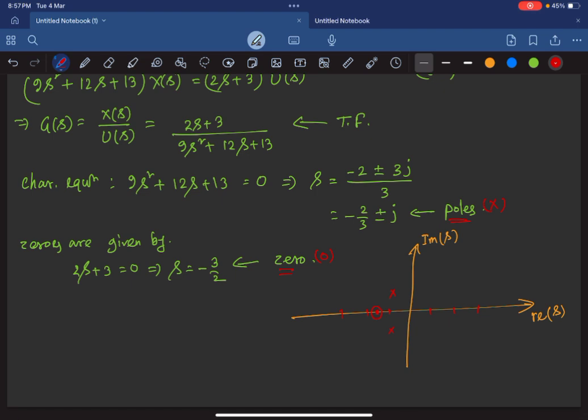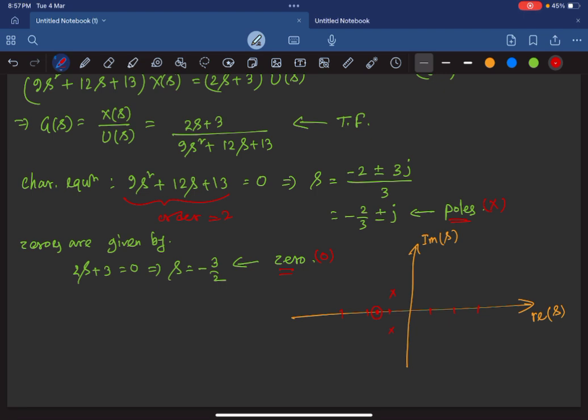Another thing you should know is the order of the system. See this characteristic equation, its order is 2, so the system will have order 2. The order of the characteristic equation is the same as the order of our transfer function. So this is the idea.